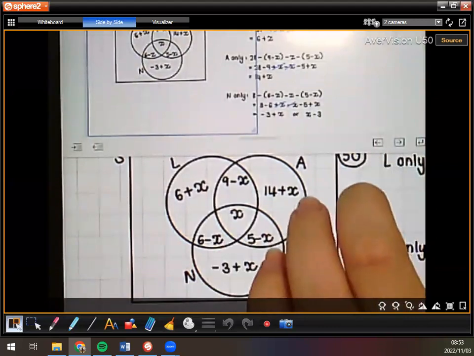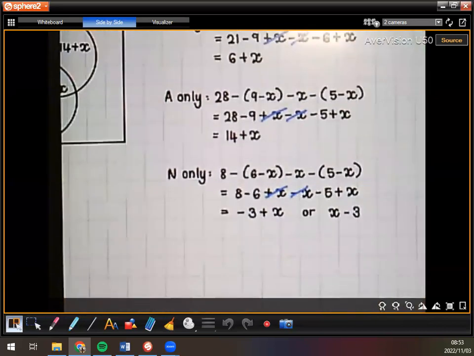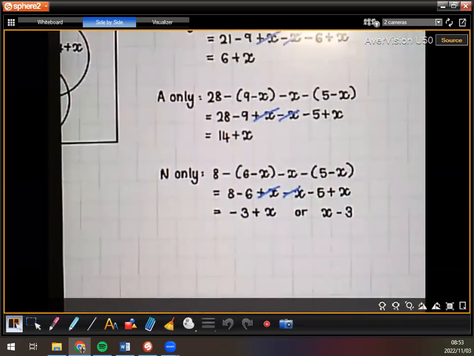All right, let's take a look. So I got 14 plus x for arm only.